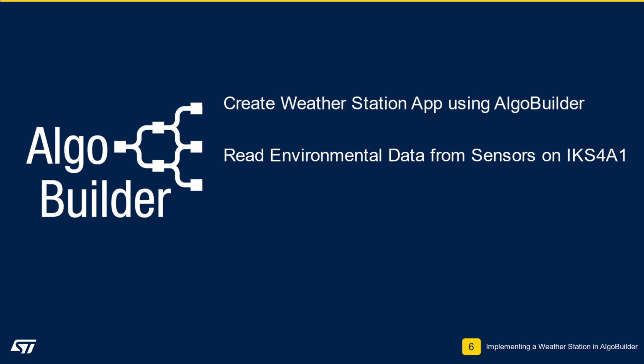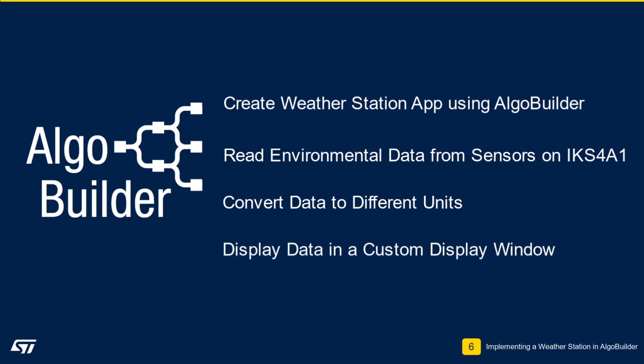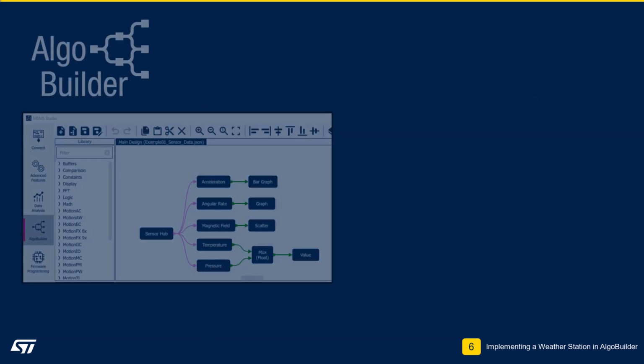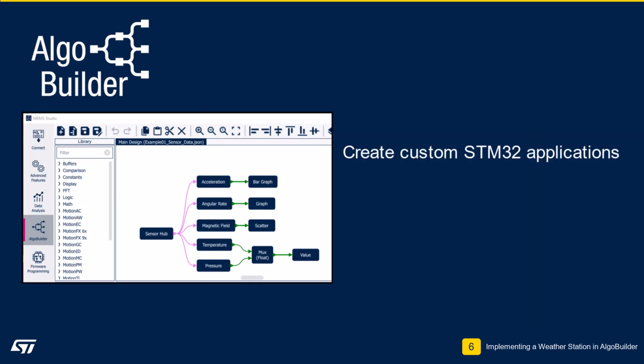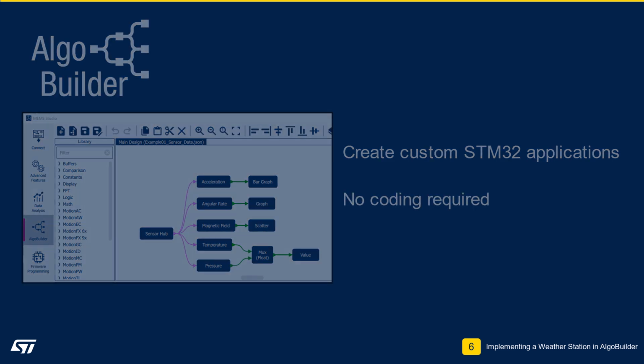We will use Algobuilder to convert data read from the sensors to different units. Lastly, we will display the data in a custom window within MEMS Studio. Algobuilder is a graphical tool which allows you to quickly create custom STM32 applications without writing any code.